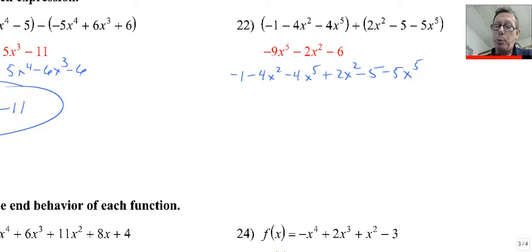Okay, so let's go ahead and pull out the largest exponent terms. So I have a negative 4x to the 5th and a minus 5x to the 5th. That's a minus 9x to the 5th. Let's see if I have any 4th powers. I don't. Any 3rd powers. I don't have that either, but I have a couple squared terms. I have a minus 4x squared and a 2x squared. So minus 4 plus 2 would be a minus 2x squared. Now let's look at the numbers. I have a negative 1 and a minus 5 here. Minus 1, minus 5, minus 6.